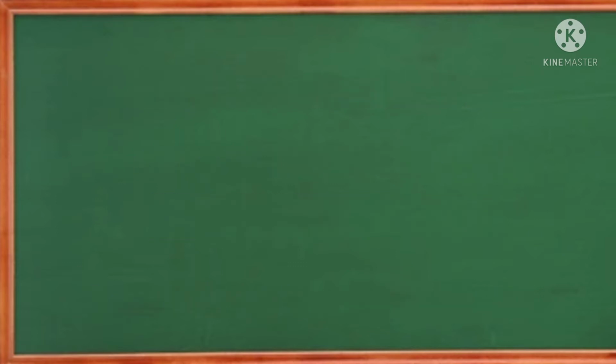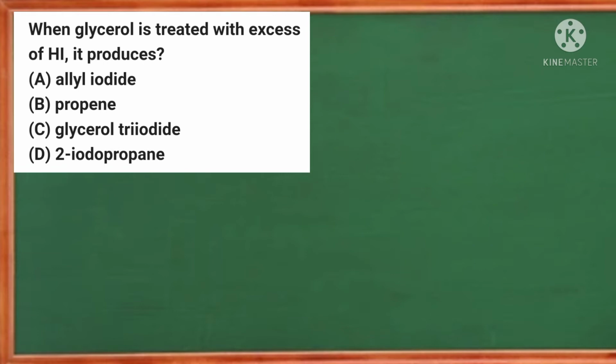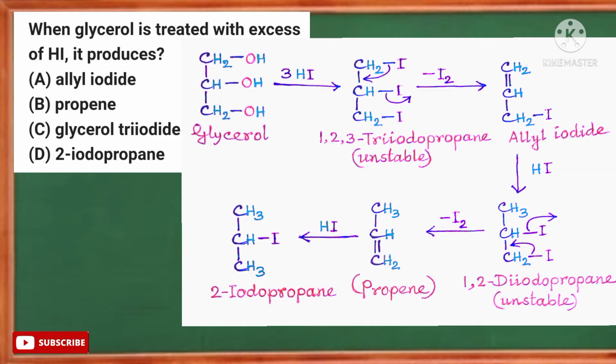So let's get started. The question is, when glycerol is treated with excess amount of hydroiodic acid, which compound will be produced? The four options have been given here. The options are allyl iodide, propene, glycerol triiodide and 2-iodopropane. So let's discuss the answer of this question.